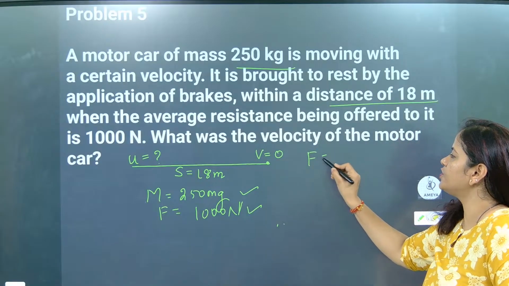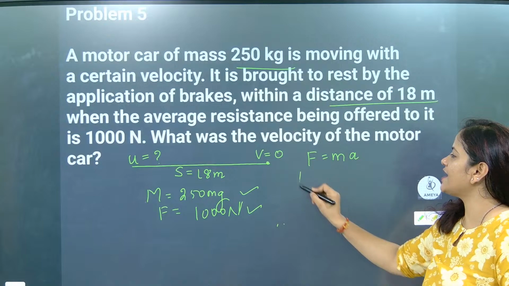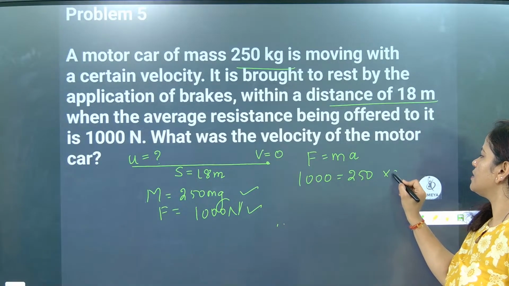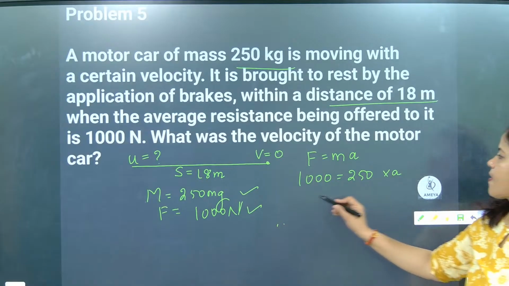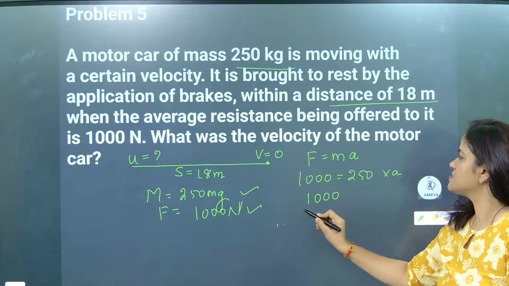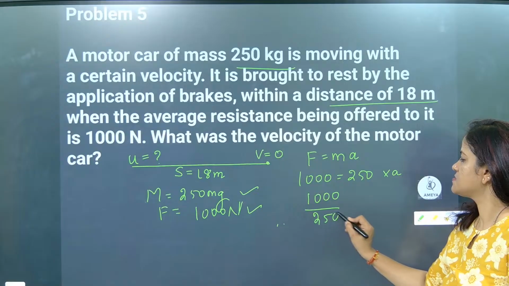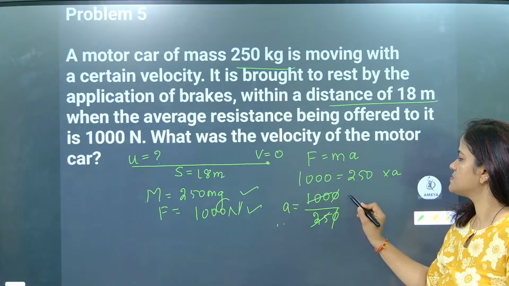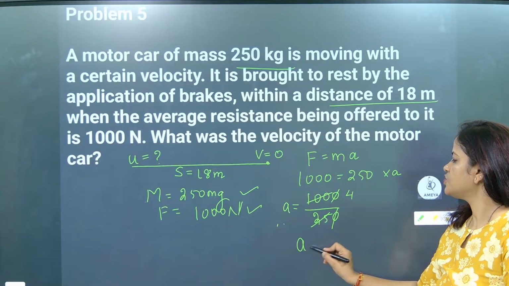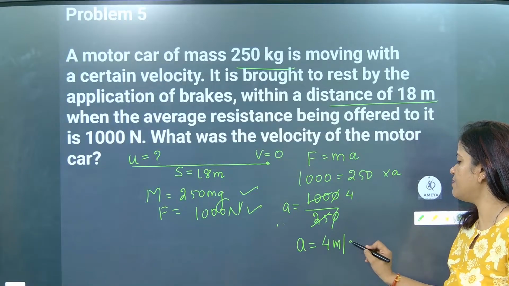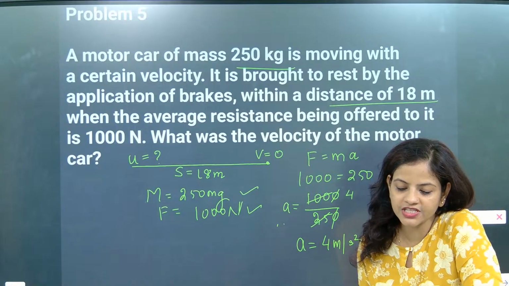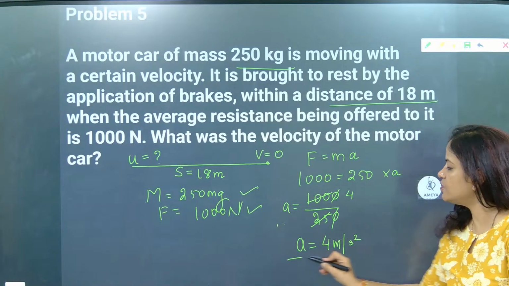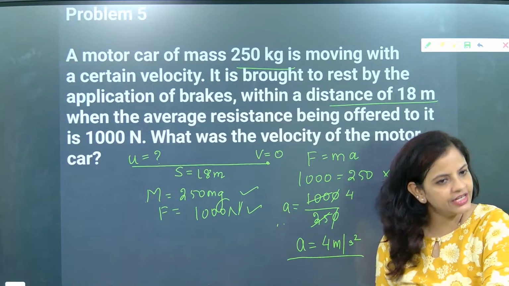Force is equal to mass into acceleration. What is the acceleration, beta? The acceleration is coming as 4 meter per second square. So you got acceleration as 4 meter per second square. Now, once you got acceleration, you need to find the initial velocity.